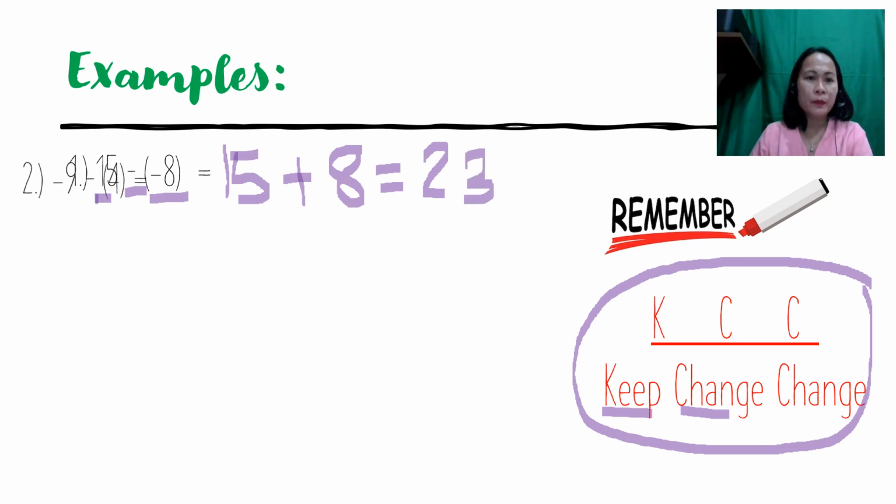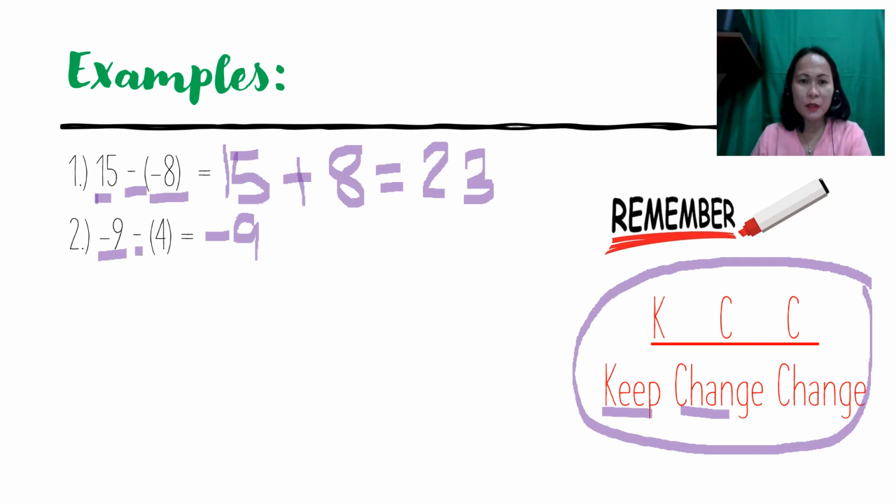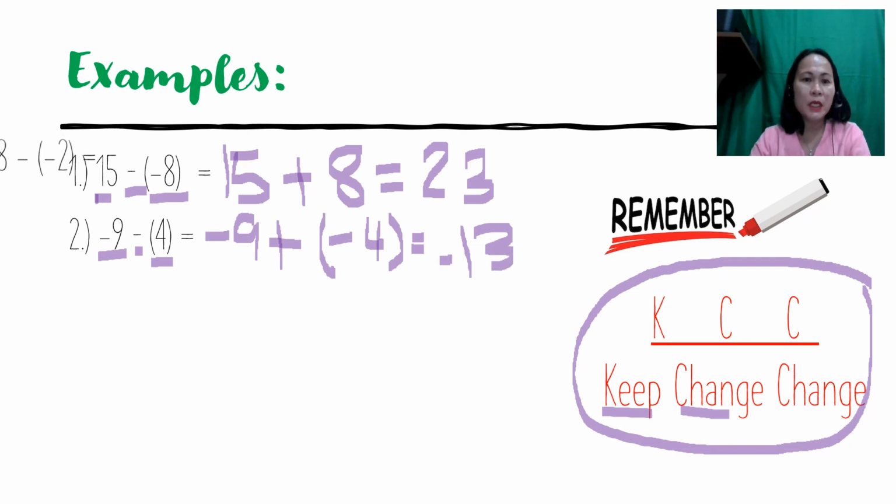Then number 2, we have negative 9. So we have to keep that, negative 9. Next, we have minus or negative becomes positive or plus. Then we have positive 4, so change, negative 4. Then apply the rule in adding integers. So add the numbers, 9 plus 4 is 13. And use the common sign, which is negative. So we have negative 13.